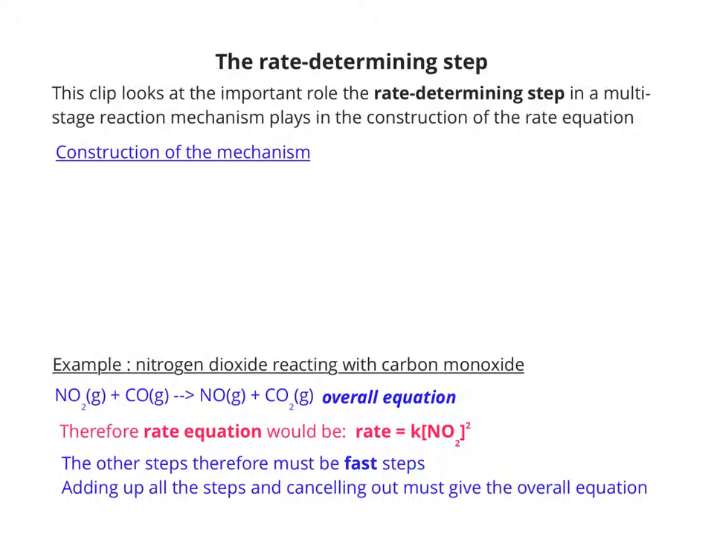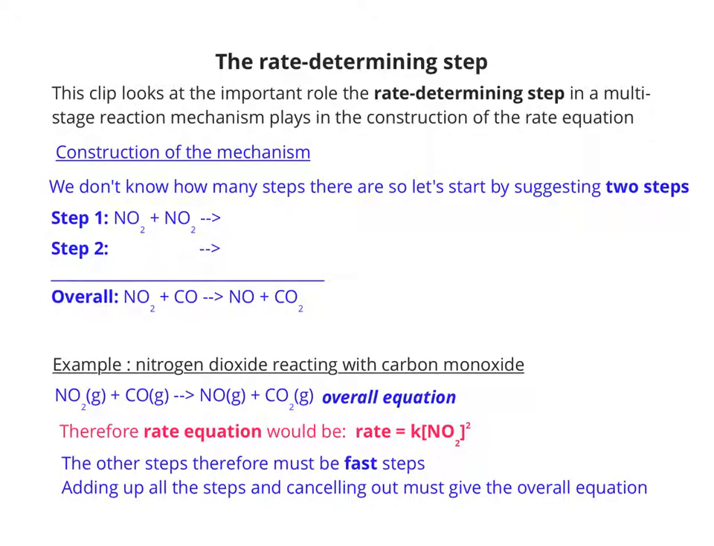So let's now have a look at how we might put together the mechanism as a result. We don't know how many steps there are, so let's not make too much work for ourselves and think about maybe having 2 steps. So we know that one of the steps has 2 molecules of NO2 as reactants. So we know that step 1 is going to be the slow step, or the rate determining step, and we know that step 2 is going to be the fast step. We also know that overall, with all cancelling taken into account and adding up, you have to end up with the overall equation as shown.